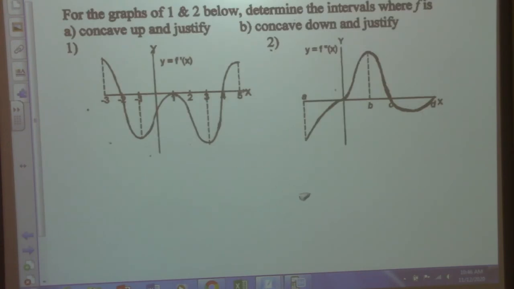Okay, for the graphs of 1 and 2 below, determine the intervals where f is concave up and justify. And here we have two graphs, one of which is y equals f prime of x, and this one here is y equals f double prime of x. So I want you to look at that and think of it for a minute. One thing that could help you on this is number lines. So I want you to sketch a number line and try to play around with this a little bit. I'll go over this with you in about 3 minutes.